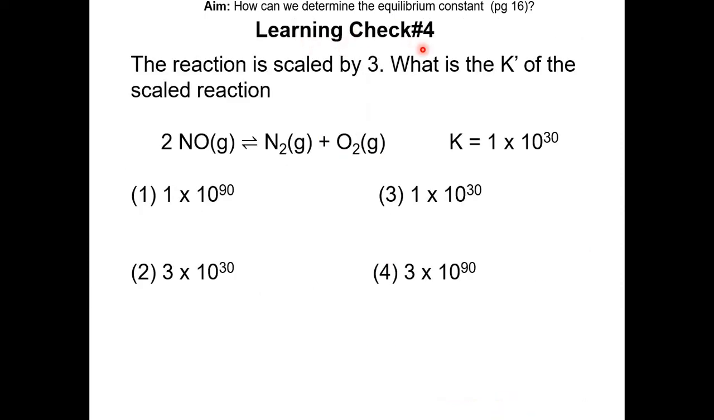Learning check number 4. The following reaction will be scaled by 3. What is the K prime of the scaled reaction? Pause the video, resume completed. K prime will be K raised to the 3rd power, so the answer is choice 1.